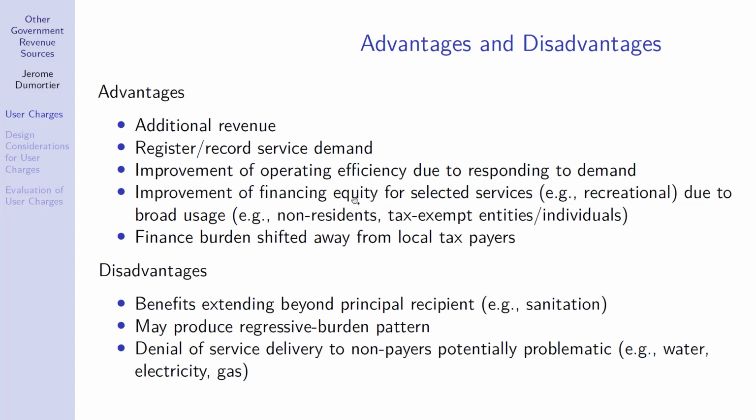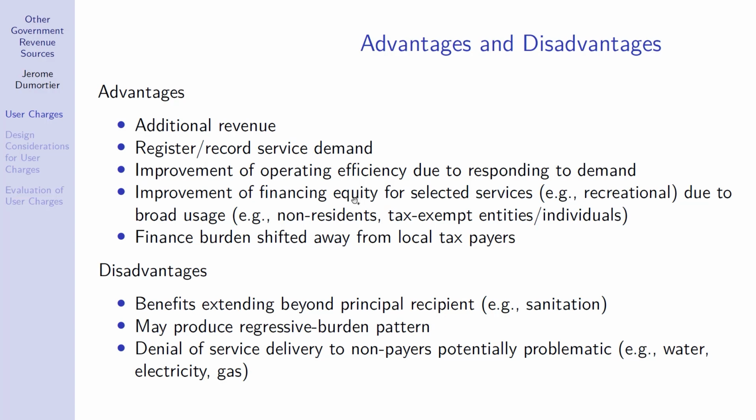For example, if you're talking about a park or a zoo, the service is going to be used by many people, and some of them may not contribute to the provision of the service if it was financed by taxes. If you have non-residents using a zoo, or tax-exempt entities using the zoo, they would not be contributing by taxes, since they are not paying taxes in the jurisdiction. This also means that the financial burden is shifted away from local taxpayers.